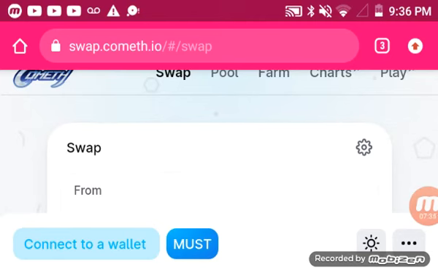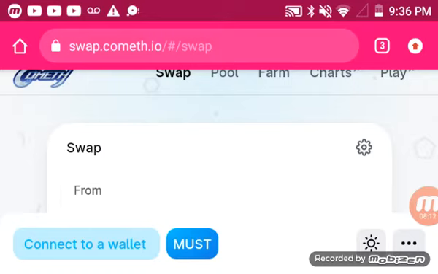Okay, here on swap.cometh.io. This exchange is very similar to your Uniswaps and so forth. Basically, your wallet links up to your MetaMask wallet on the Polygon network. So if you're using MetaMask wallets, you're probably already familiar with how to switch networks. If not, they have many tutorials online on how to switch your MetaMask wallet to the Polygon network.